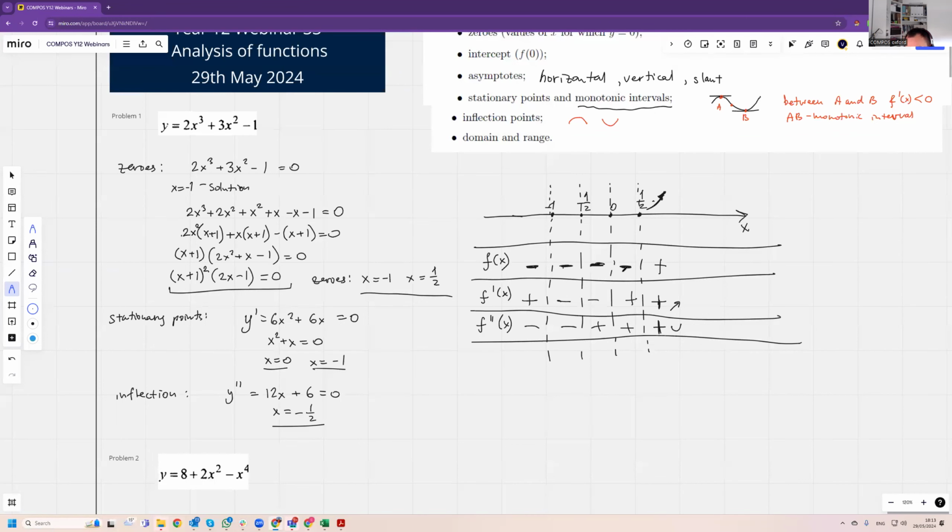Here, the function is below the x-axis, but it's still positive. It's growing, and it's convex. So it's going to be below the x-axis, but it's like this. Okay. The function is negative, so it's below the x-axis. It is decreasing, but the second derivative is still positive, so it's like this.